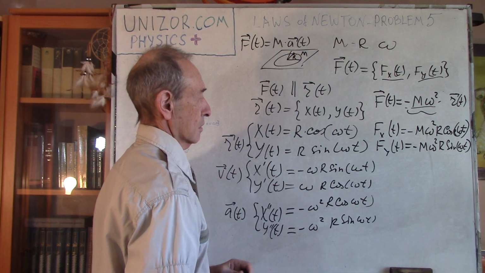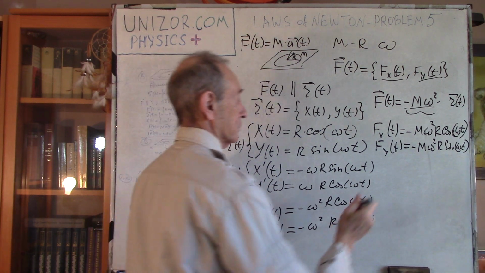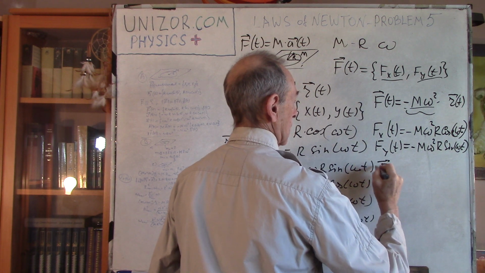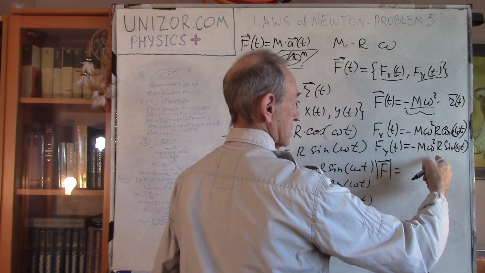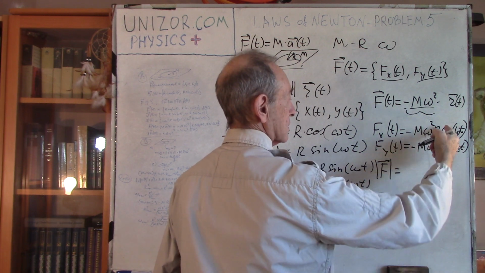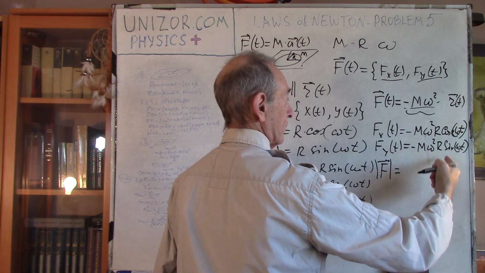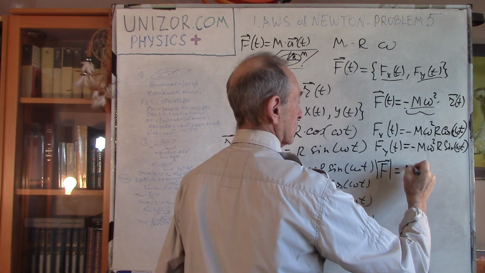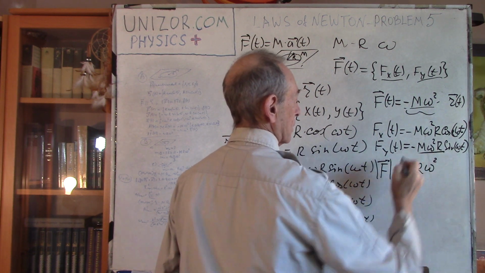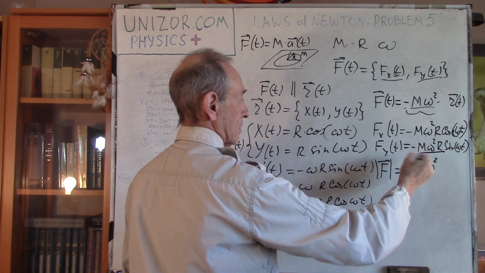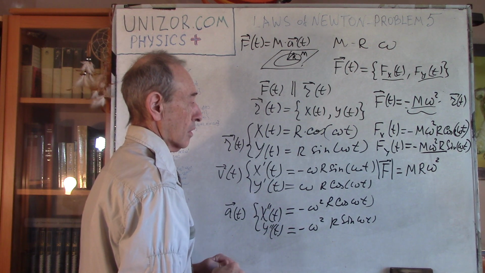Okay, so we have found this, and what's the magnitude of force? The magnitude is equal to the square root of this square plus this square. Obviously cosine squared and sine squared give 1, so that will disappear, and the magnitude will be m r omega square. Only this piece. Minus obviously disappears when we square it. So that's our magnitude.